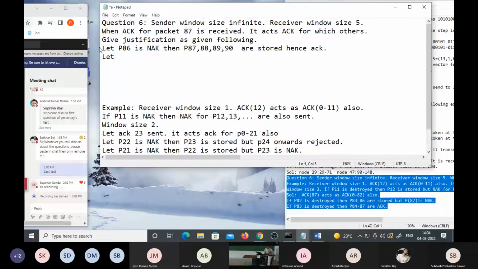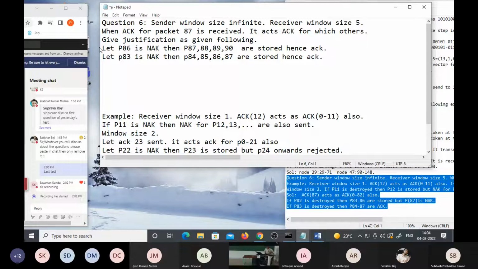Let P83 be NaK, then P84, 85, 86, 87 are stored. Hence ACK. It means that 87 can be ACK even when P83 is lost.